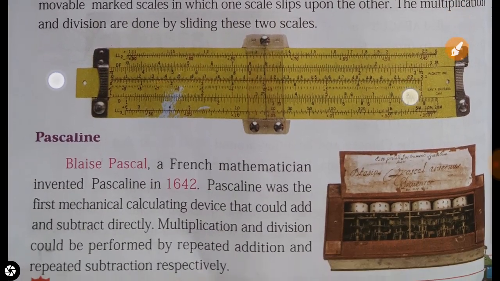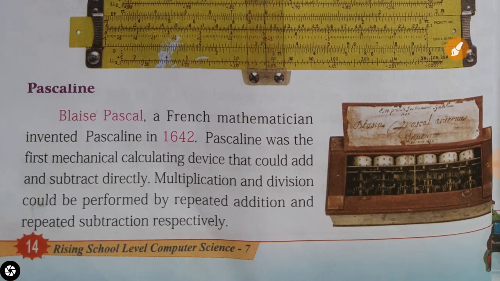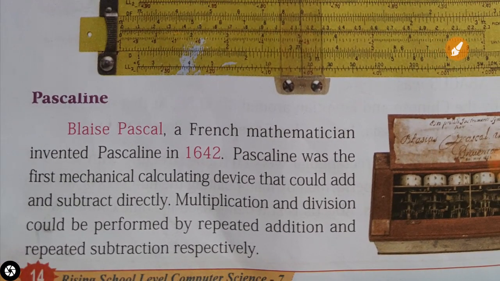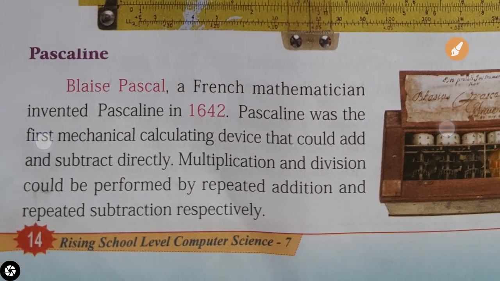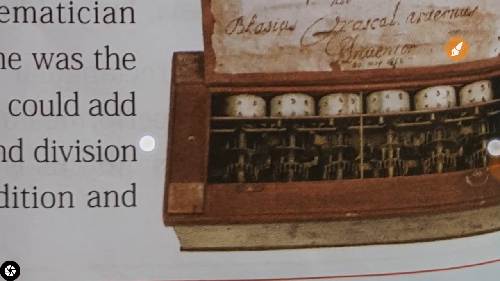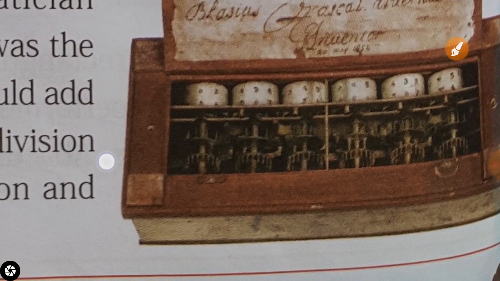Now let's move on to another invention, and it's Blaise Pascal's Pascaline. He was a French mathematician and invented the Pascaline in 1642. Pascaline was the first mechanical calculating device that could add and subtract directly. Multiplication and division could be performed by repeated addition and repeated subtraction. It looked like this. Okay.